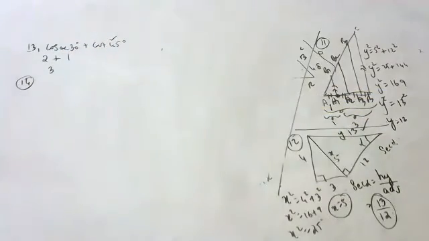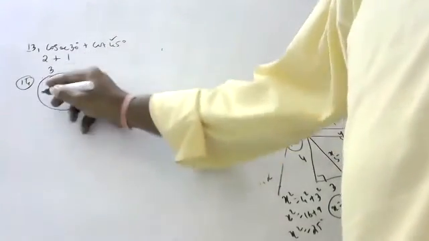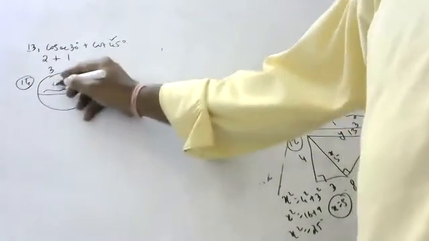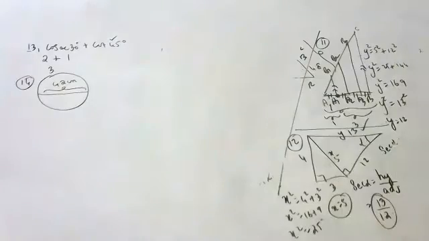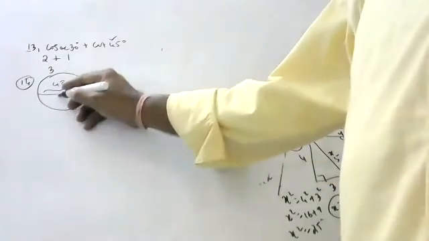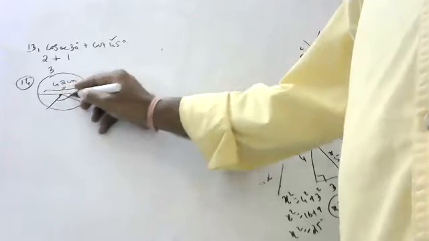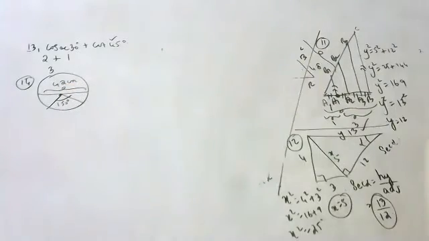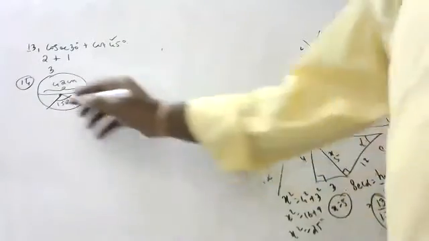In a circle of diameter 42 centimeters, a chord subtends an angle of 150 degrees at the center. What will be the length of the arc?